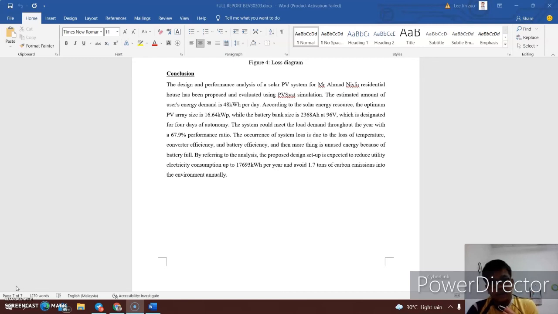By referring to the analysis, the proposed design setup is expected to reduce electricity consumption by up to 17,693 kilowatt hours per year and avoid 1.7 tons of carbon emissions into the environment annually. And that's all from the conclusion part.